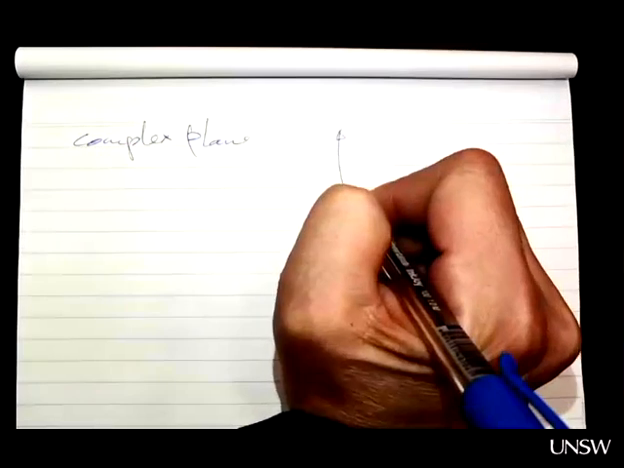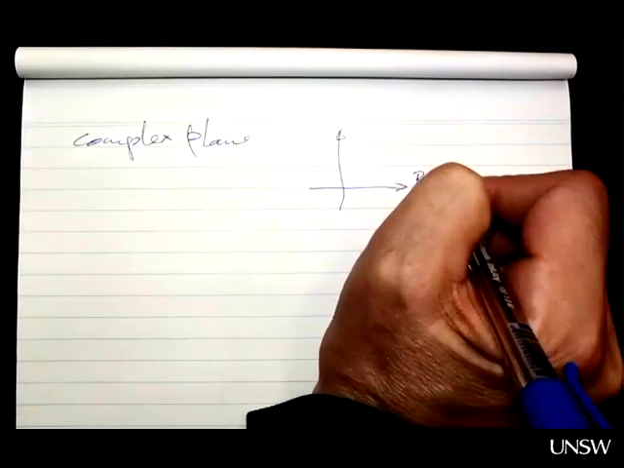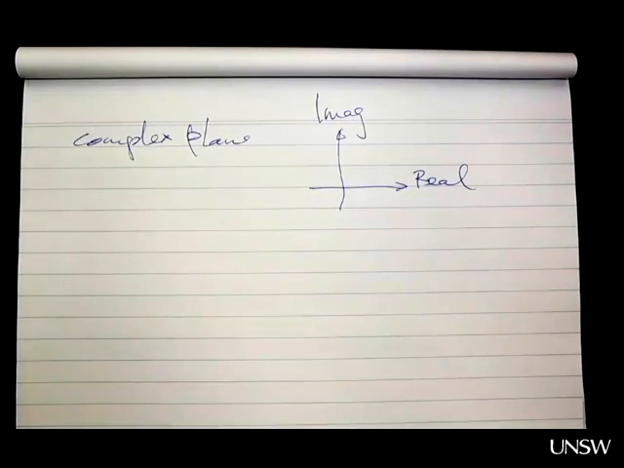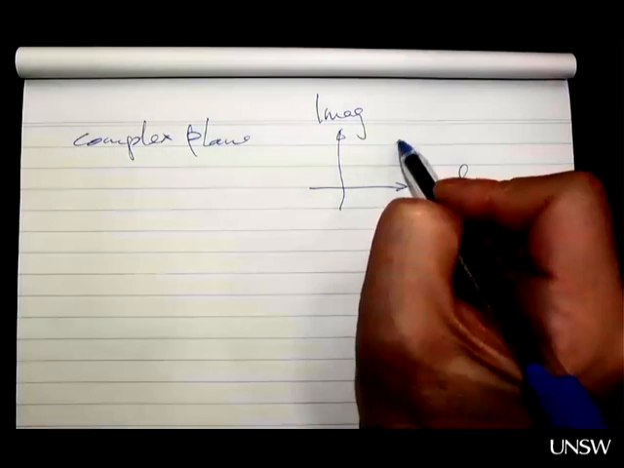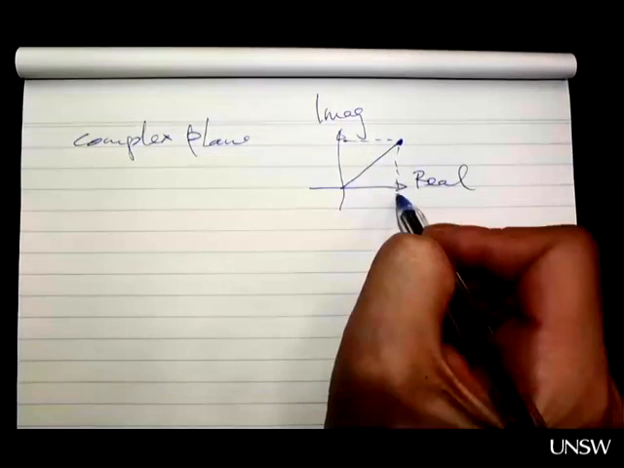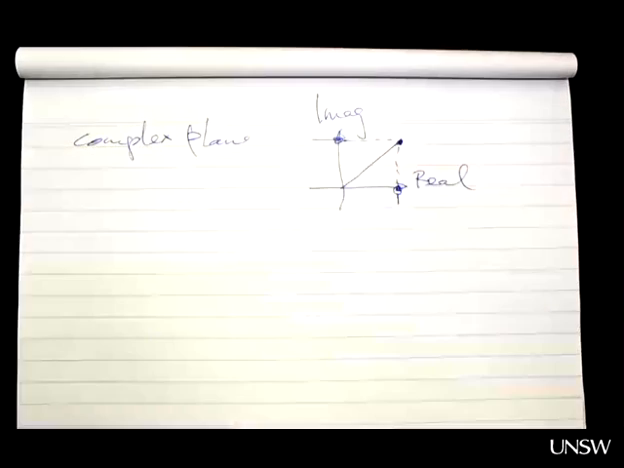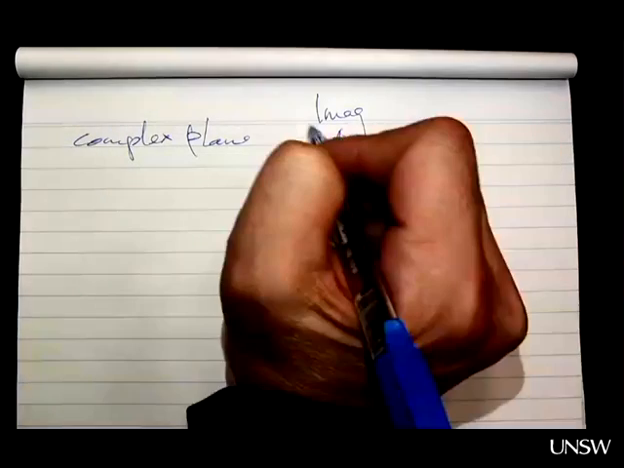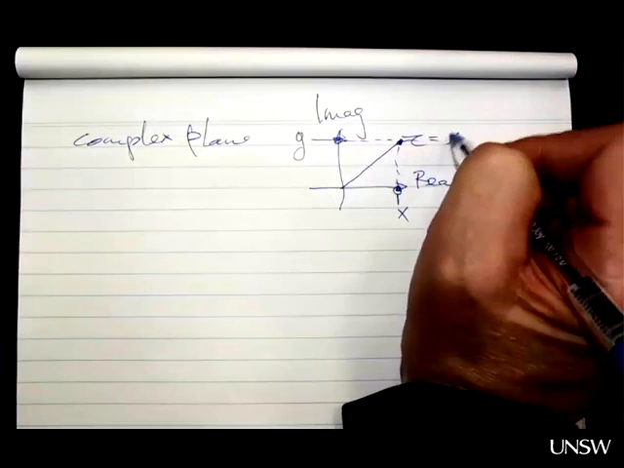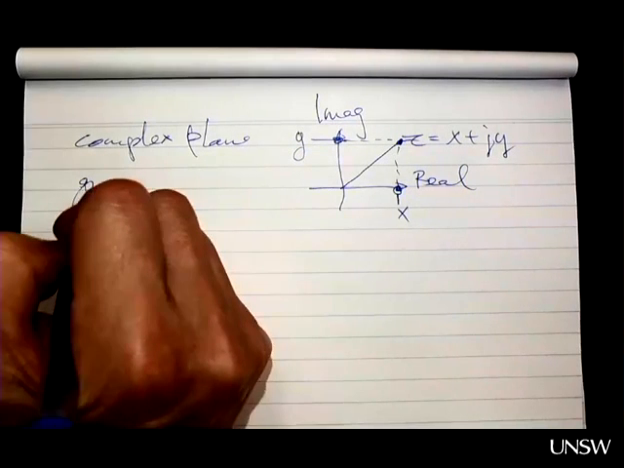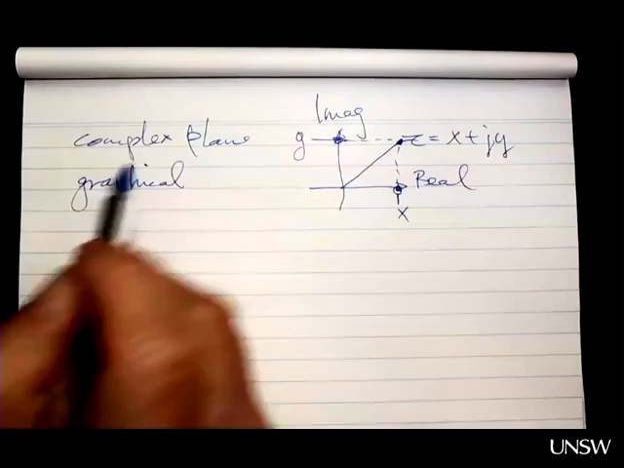So if we have two axes, the real axis and then the imaginary axis, any number can be projected to a real part somewhere here, and then it can be projected to an imaginary part. So if we have the x here and y here, then our complex number is x plus jy. So this is a graphical representation in the complex plane, a graphical illustration.